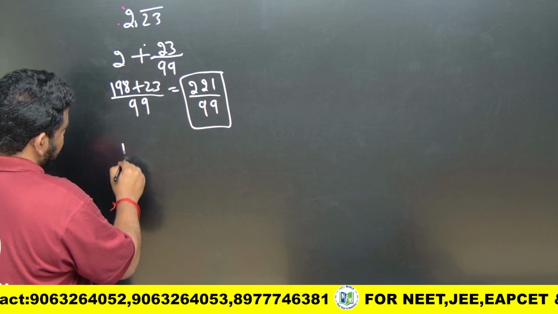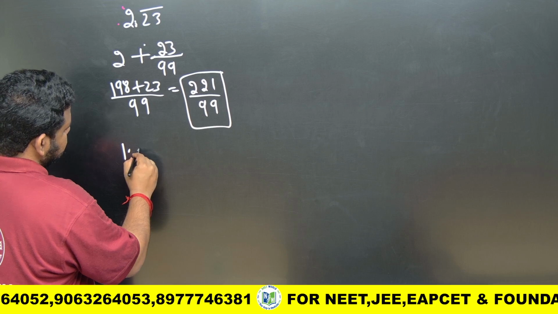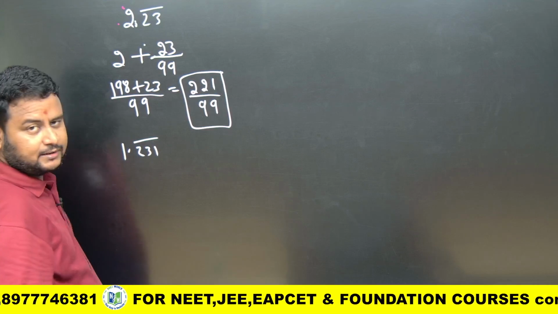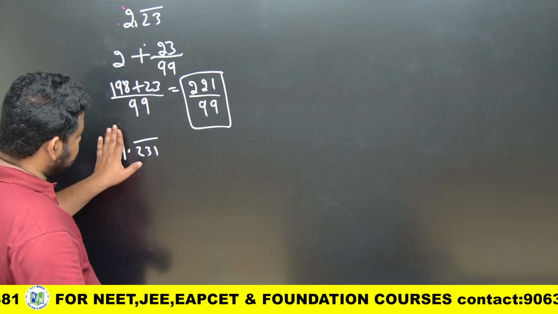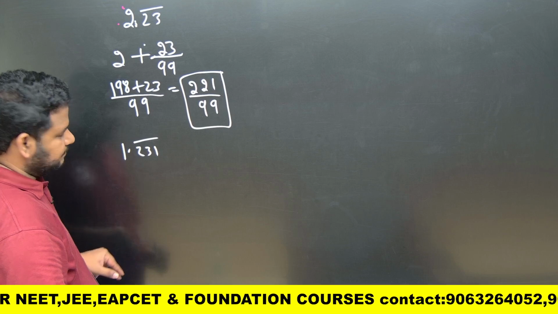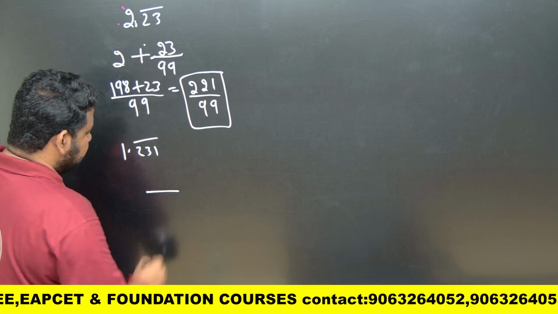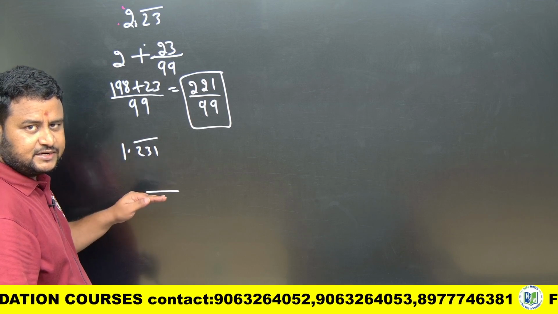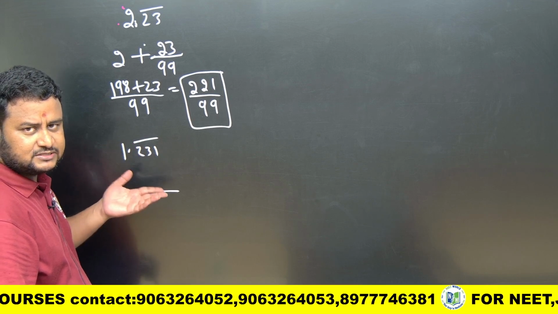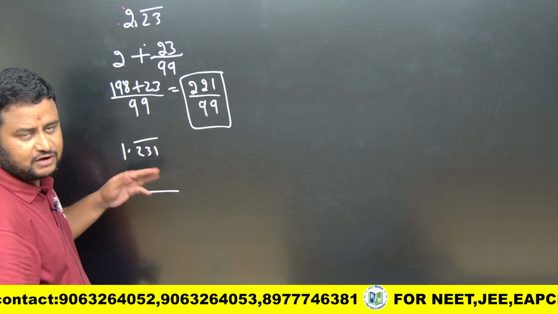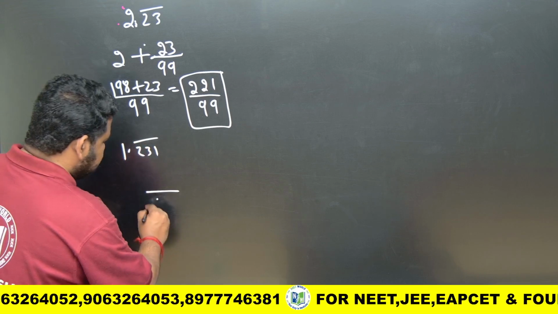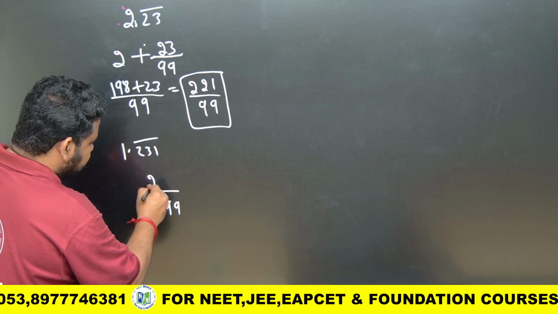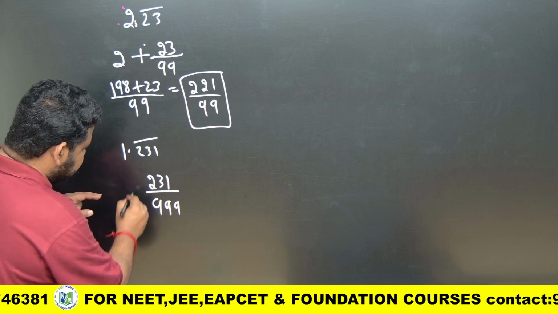Let me take 1.231 bar. Now in this question, forget about the number 1. 231 bar is there. 231 bar means what should I write in the denominator? On how many digits is the bar? 3 digits. That means the denominator should have 3 nines, so 999. The numerator will be as it is, 231. Now here a decimal point is there; instead of the decimal point, always put plus.